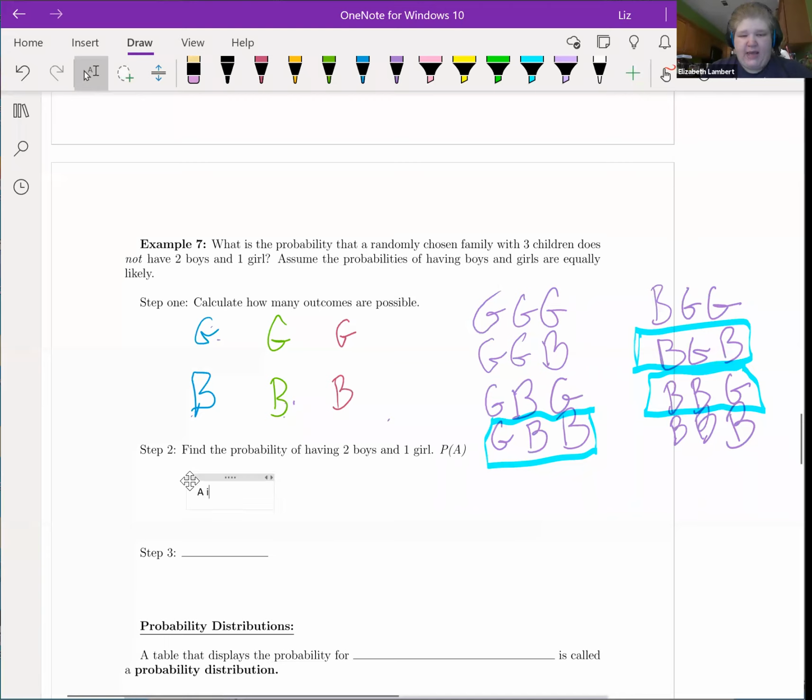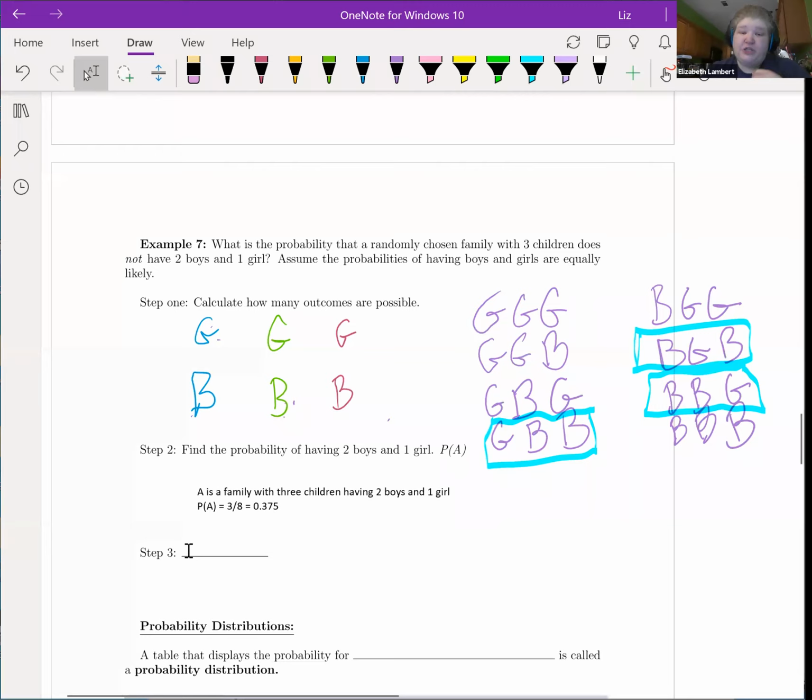So we'll say A is a family with 3 children having 2 boys and 1 girl. That is our event. So the probability of A is 3 out of 8, which is 0.375, a little over a third of the time.